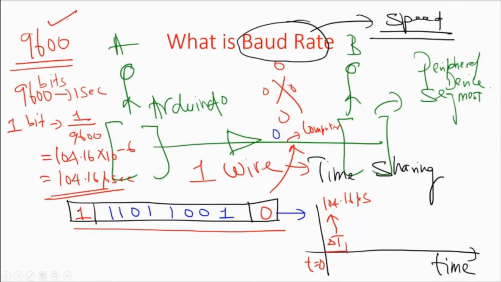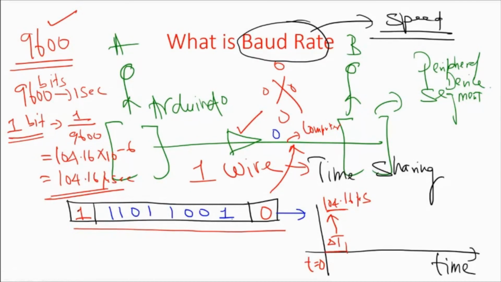So 9600 bits can be transmitted in 1 second. What is the time that each bit can acquire this wire? The time needed for 1 bit is 1 by 9600, which is 104.16 microseconds. So 1 bit of information can be transmitted on this wire for a duration of 104.16 microseconds. Imagine this 0 is one student. This student can use this computer, which is this wire, for 104.16 microseconds, which is an extremely small time.